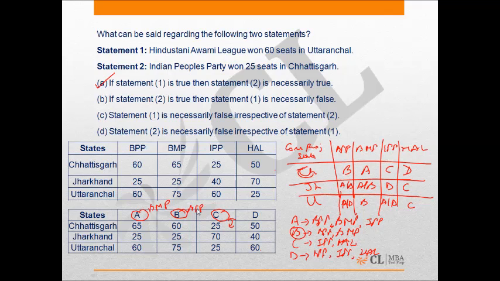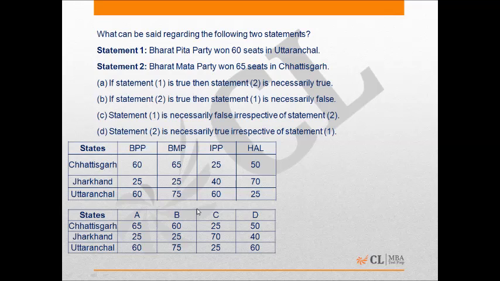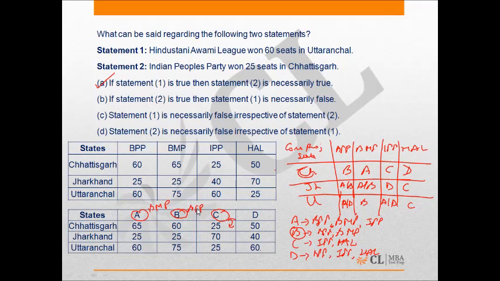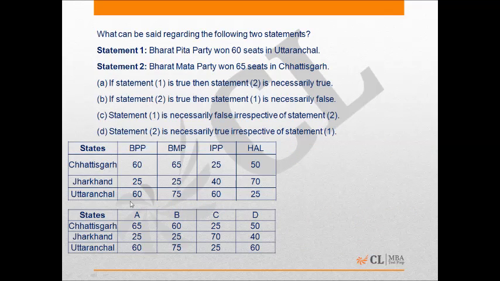Thus, if statement 2 is correct, then statement 1 would surely be incorrect. Statement 1 is BPP won 60 seats in Uttaranchal, but based upon statement 2, B is BPP and in Uttaranchal they win 75 seats. Hence, it is incorrect. That means if statement 2 is true, then statement 1 is incorrect. Hence, the answer to this question would be option B.